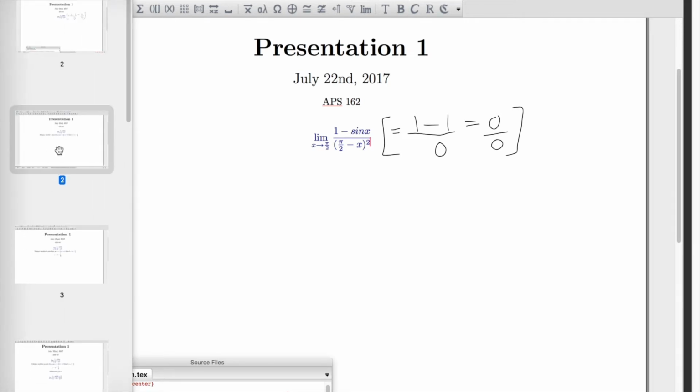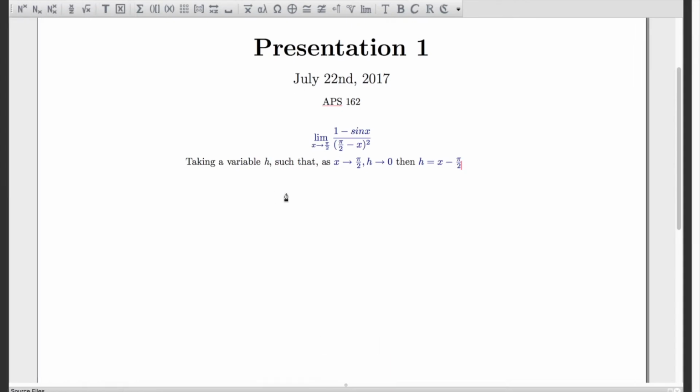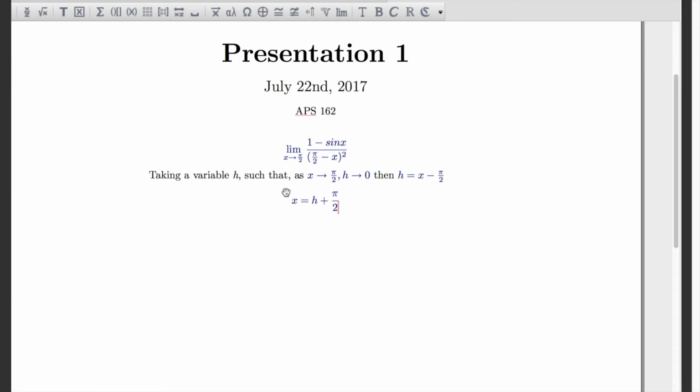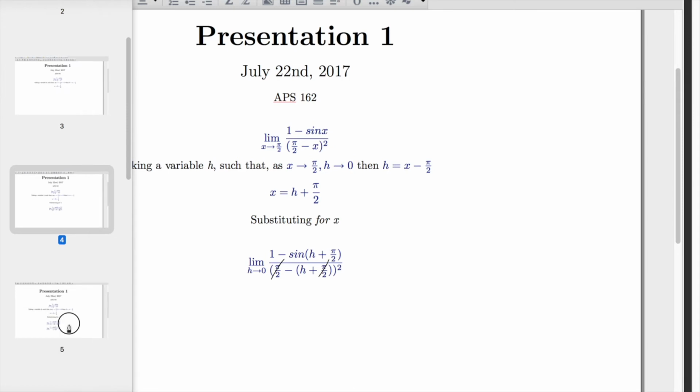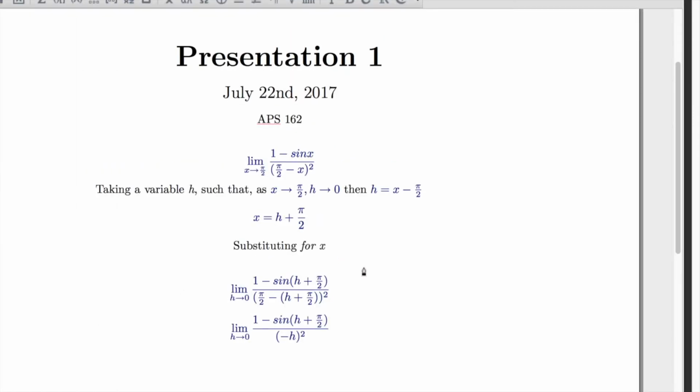If I have a variable, say h, as x tends to pi by 2, h needs to tend to 0. That's my aim. So h needs to be equal to x minus pi by 2, which if I rearrange, I can get x is equal to h plus pi by 2. I substitute this into my limit, and I get 1 minus sine of (h plus pi by 2) upon the denominator. And I see that it automatically starts simplifying. I'm left with minus h, raised to the power 2, in the denominator, which will give me an h squared. And the numerator is 1 minus sine of (h plus pi by 2).